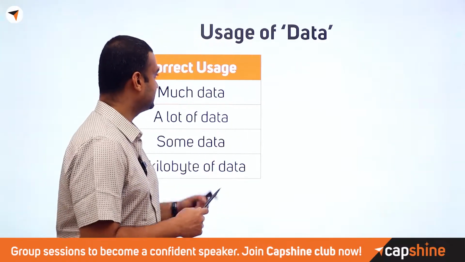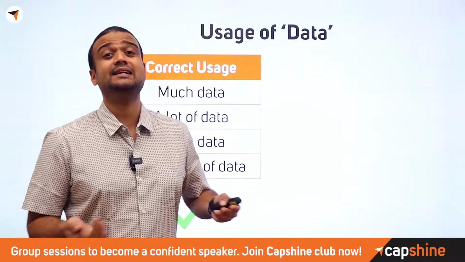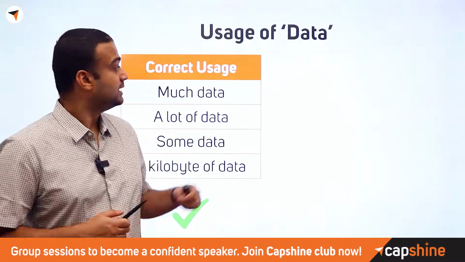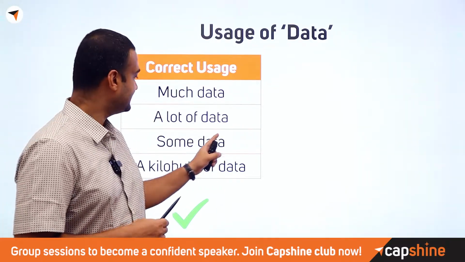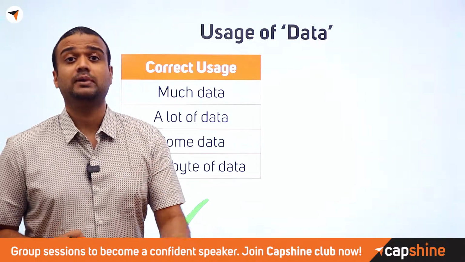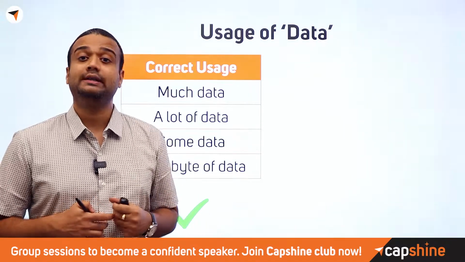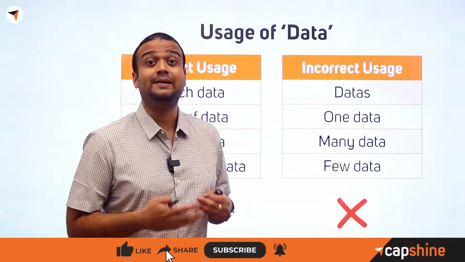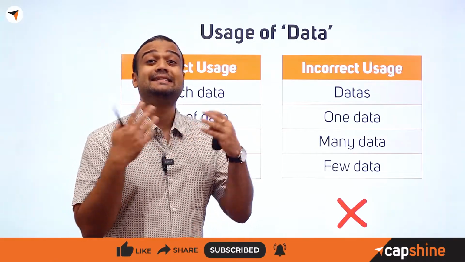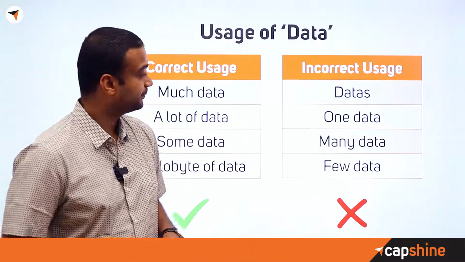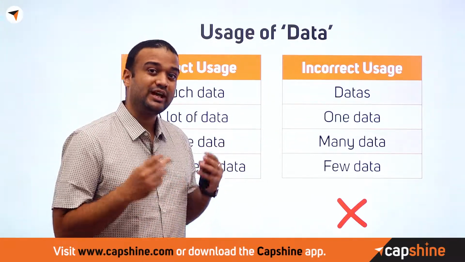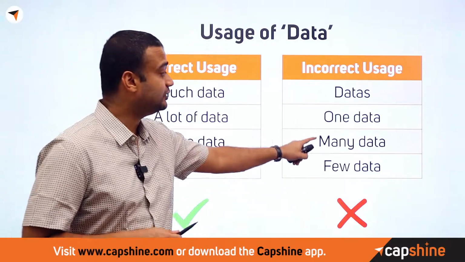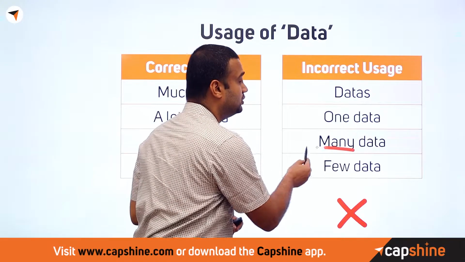The first use case is much data. Again, data is a collective or a mass noun. It cannot be counted. Therefore, much data, a lot of data, some data, or a kilobyte, a gigabyte of data. All these are correct. However, data in a plural form, datas, is incorrect. Data itself is in a sort of a plural form. One data, incorrect, you cannot quantify data. Many data and few data are also incorrect because these are used only with countable nouns.